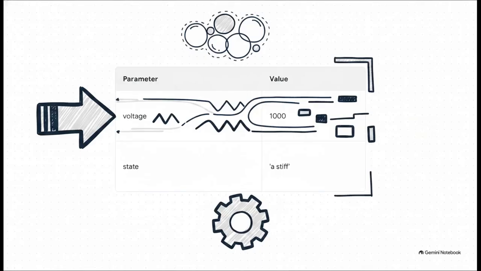Tracing the flow of our data like this shows exactly how the setup evidence dictates the function's behavior. The voltage parameter gets our passed value of 1000. The state parameter gets the default value of a stiff. It's just a clean, super efficient way to handle function calls without forcing you to write out every single detail if the default works perfectly fine.